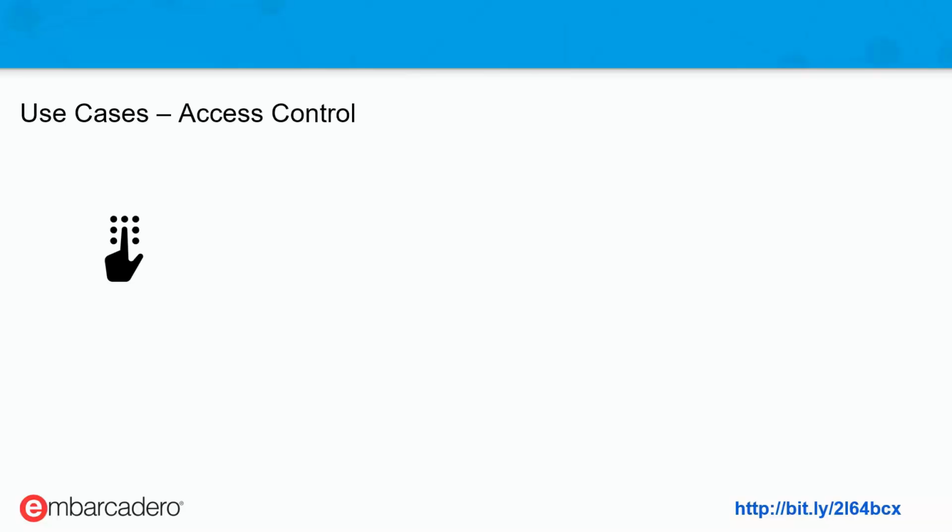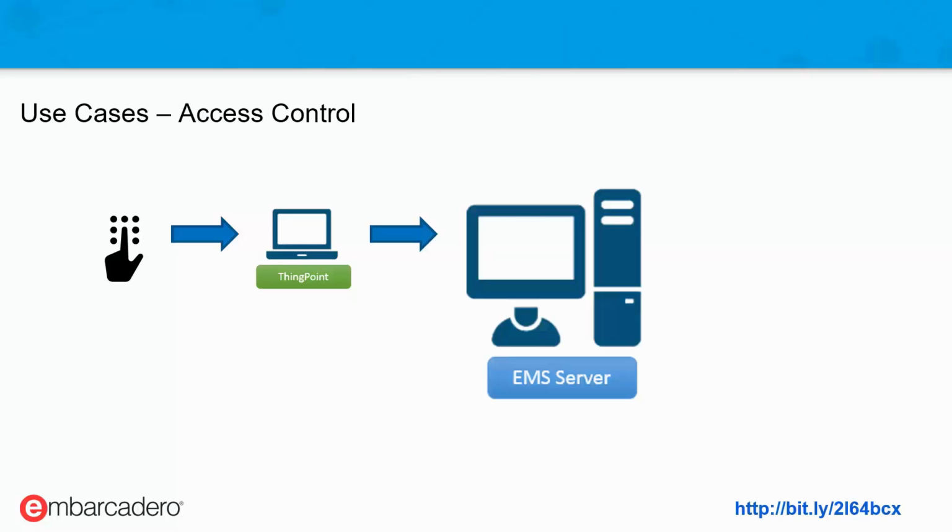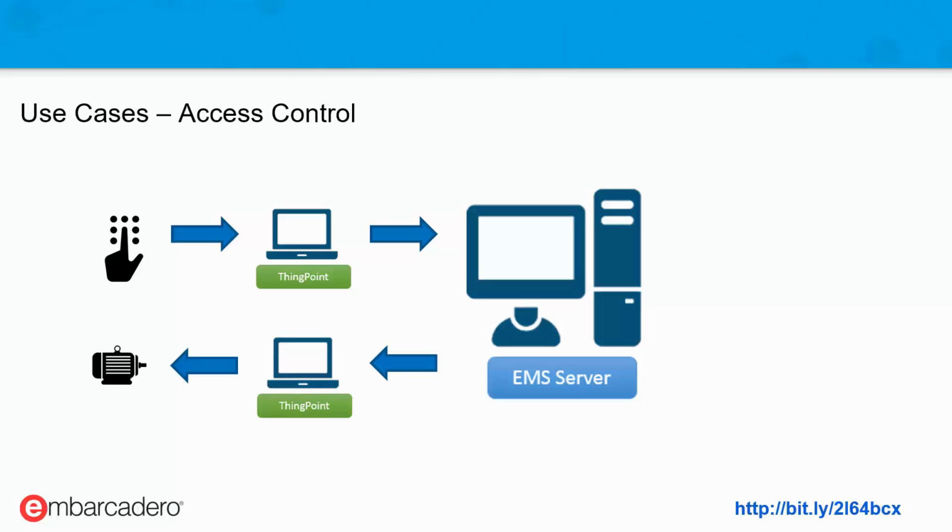The first and most obvious is access control. So suppose you have a pin entry keypad and it's being monitored either wirelessly or by Bluetooth or by wire by a thing point. Well, that thing point can forward access requests onto an EMS server, which can then make a decision about whether or not access should be granted, and send a signal back through the same or another thing point to an actuator which controls the door lock, for example.